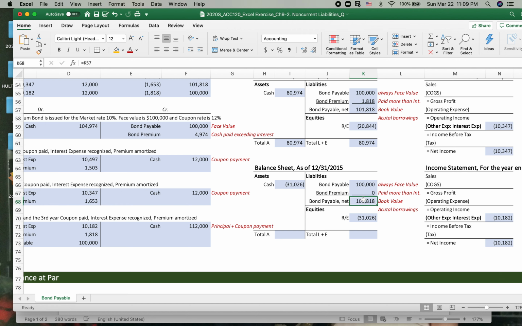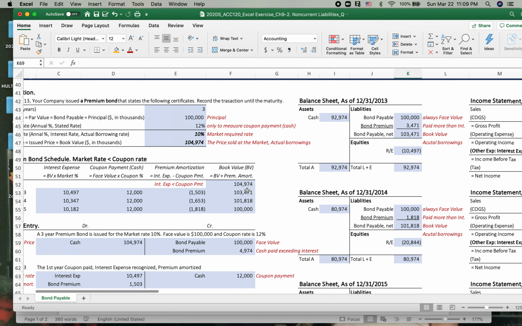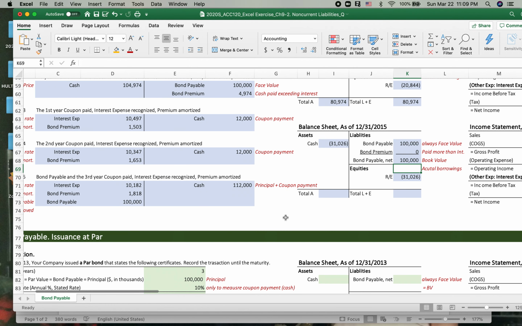So it should be okay. So that the company only pay back $100,000, not the $104,974 when the company issued. Okay, and then bond payable is no longer remained. Okay, so the cash on the total asset, total liability, and equity, we matched out.